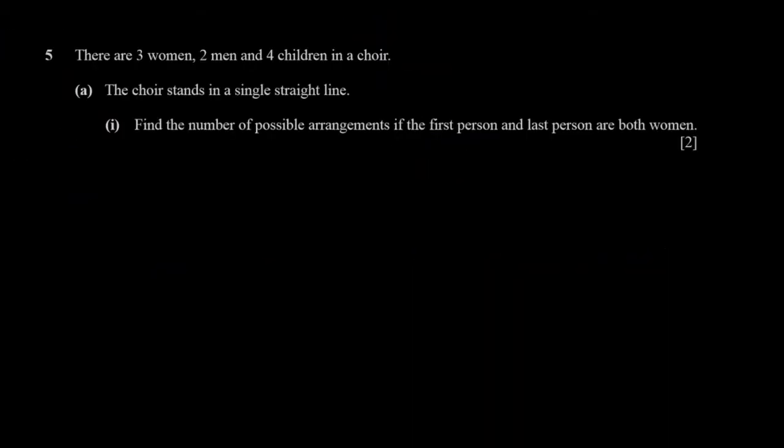Okay, question 5, a combinations and permutations style question. There are 3 women, 2 men, and 4 children in a choir. The choir stands in a single straight line. Find the number of possible arrangements if the first person and the last person are both women. Now, with all of these questions, we need to determine whether or not we're using combinations or permutations. And the key to understanding that is: with nPr, the order matters, and with nCr, the order does not matter, right?